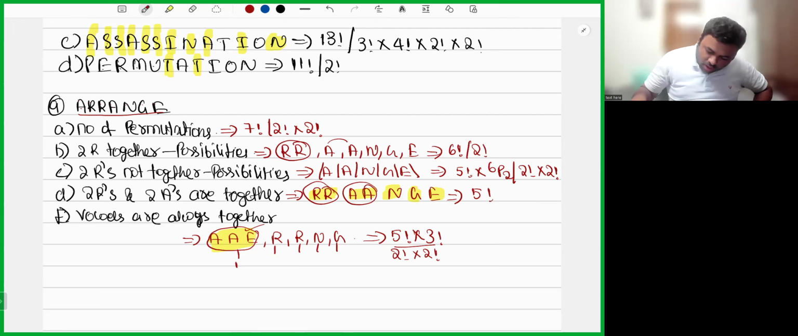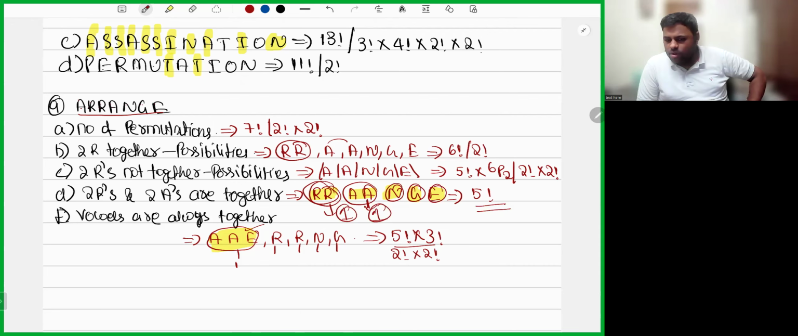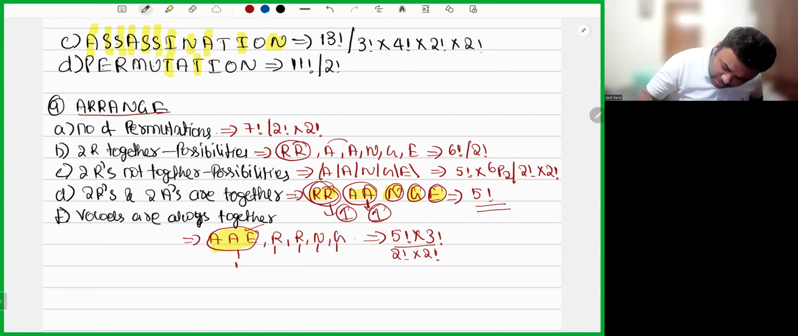Point D. 2 R's and 2 A's together. So 2 R's you will take as 1 unit. 2 A's you will take as 1 unit. So 1, 2, 3, 4, 5. 5 things can be interchanged in 5 factorial ways. Okay. See, there is no interpretation now again. R's, you will not divide them by 2 factorial by 2 factorial because you merged them together.